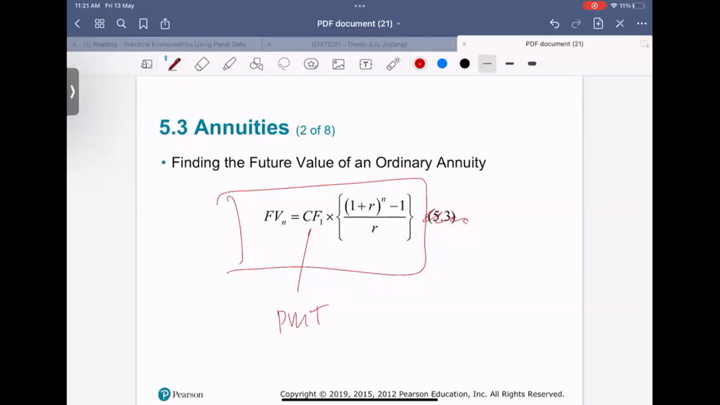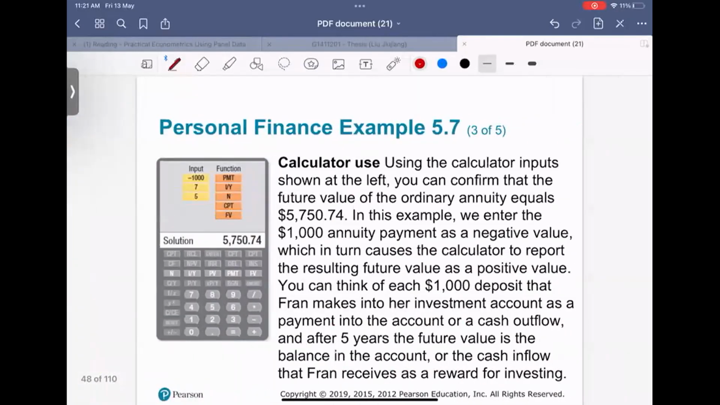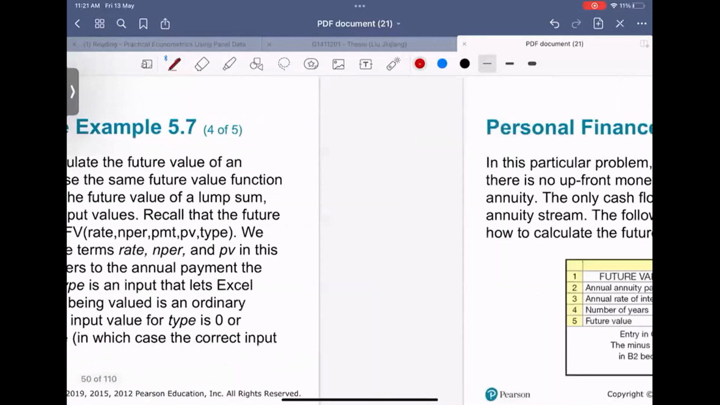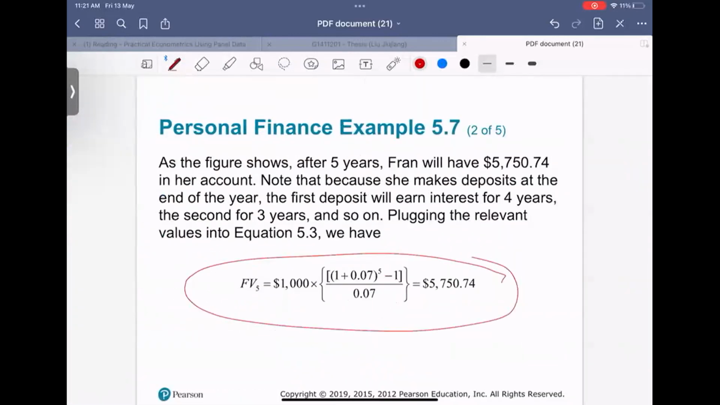Then we find the future value. You got this formula, and then you look at Excel. You got this? All right. This one, just be careful. When you use a formula, there are so many things. Later, you use another formula, so many things.